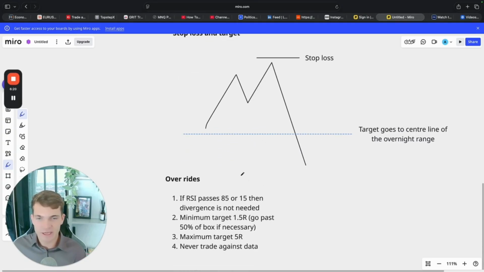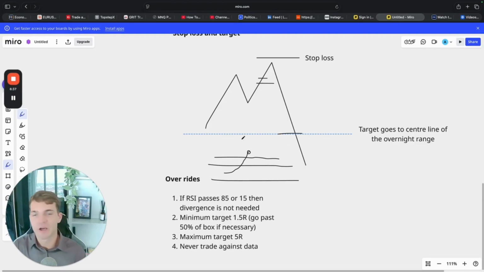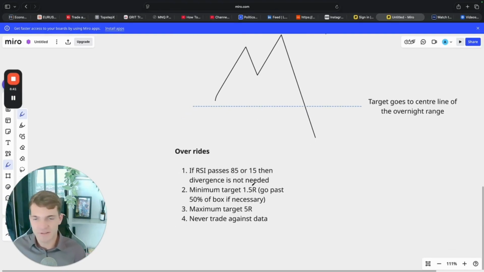So if we're looking at this and we've got the RSI below here, this is overbought, this is oversold, and this is our 85 mark. If RSI comes up here, we're looking for an inverse fair value gap to happen in here, and we simply trade it back down. The divergence is no longer necessary, okay? So that is very important.